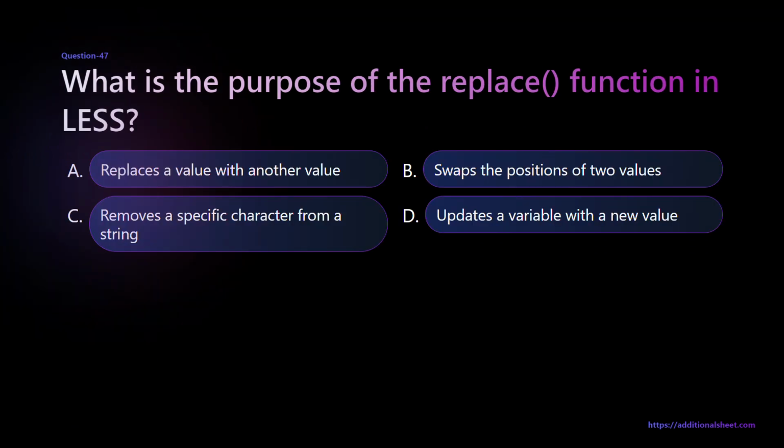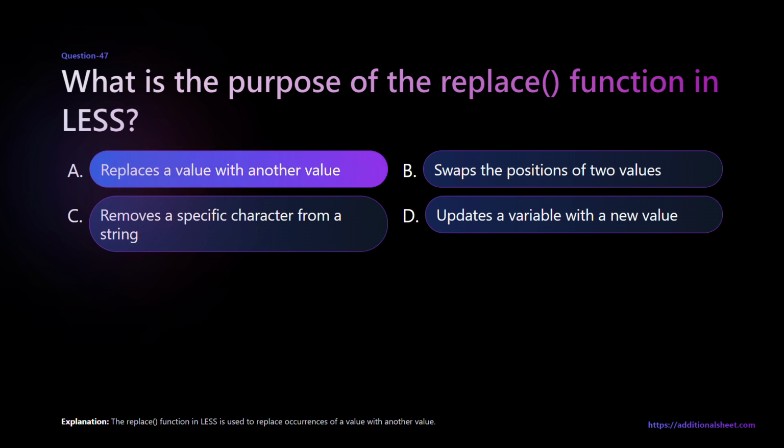What is the purpose of the replace function in less? Option A, replaces a value with another value. Option B, swaps the positions of two values. Option C, removes a specific character from a string. Option D, updates a variable with a new value. The correct answer is option A, replaces a value with another value.